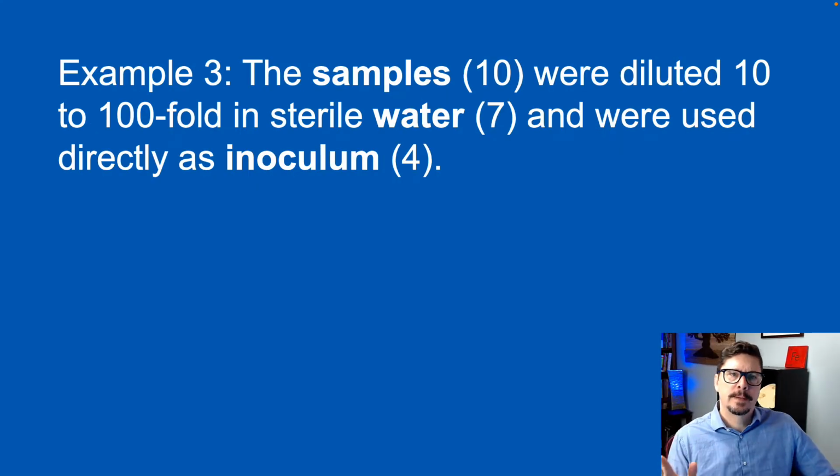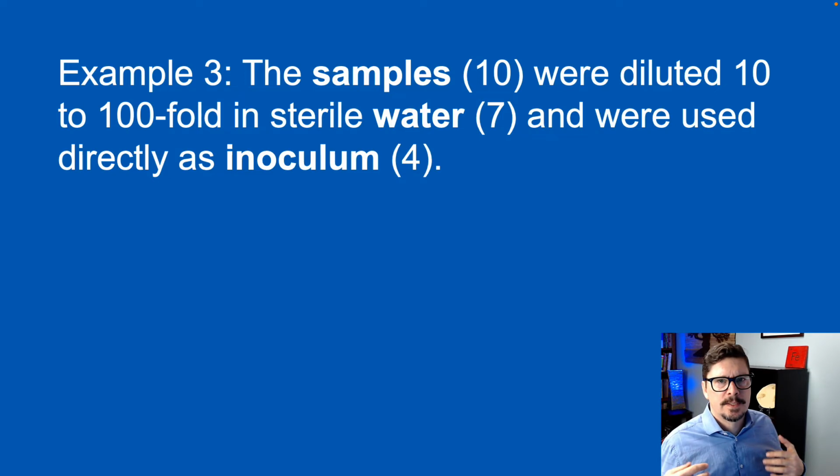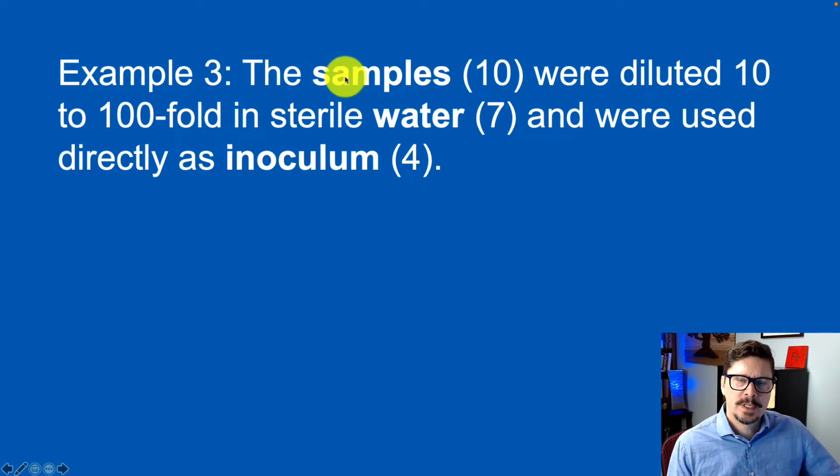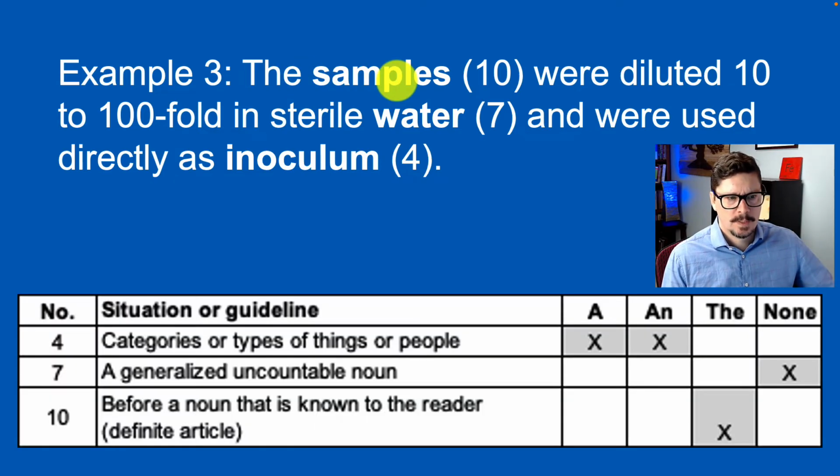Okay, let's look at example number 3. The sentence says, the samples were diluted 10 to 100-fold in sterile water and were used directly as inoculum. So samples is a noun and it has an article, the. That's rule number 10, which is before a noun that is known to the reader.